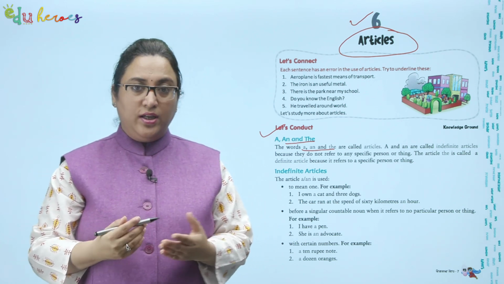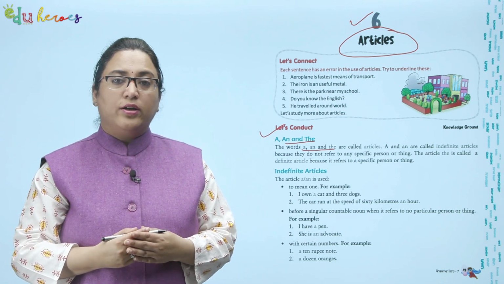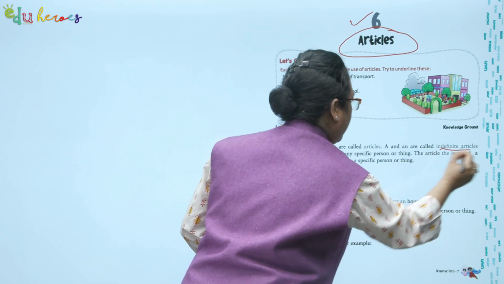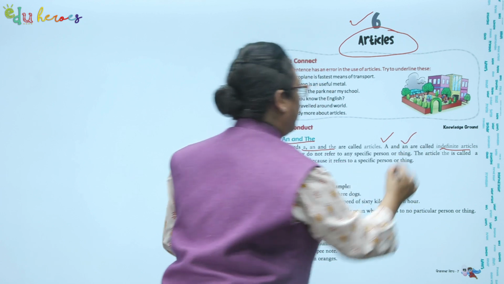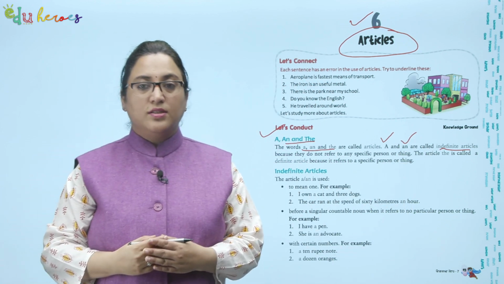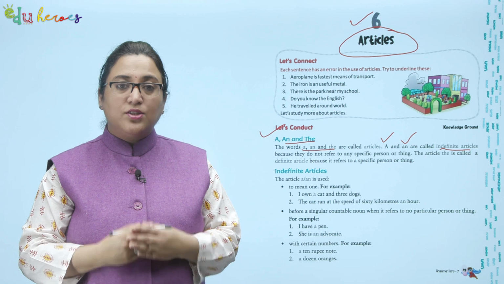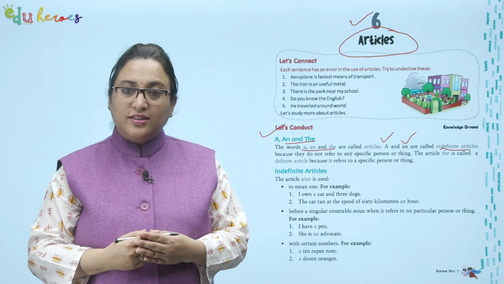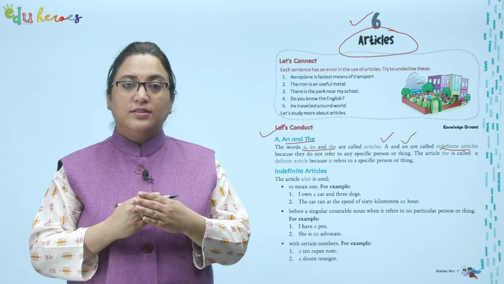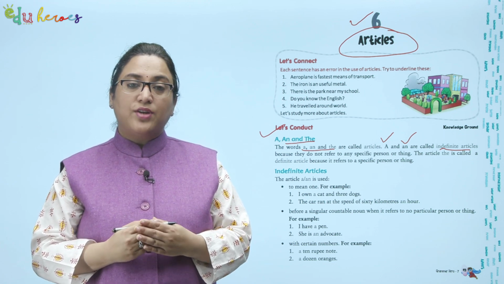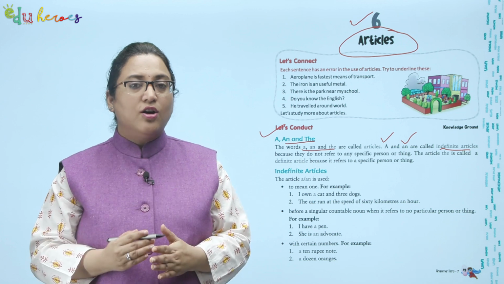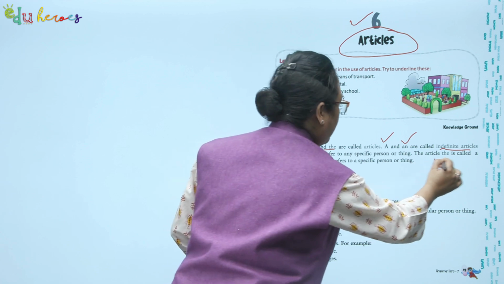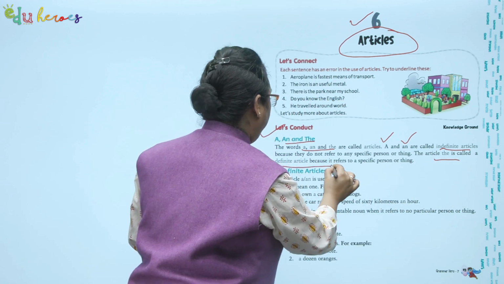Out of these 3, a and an are called indefinite articles. So this is indefinite, a and an. Just these 2, because they do not refer to any specific person or thing. The article the is called definite article because it refers to something definite or specific person or thing. So that's the reason behind its name, definite.